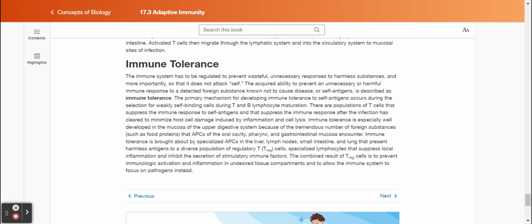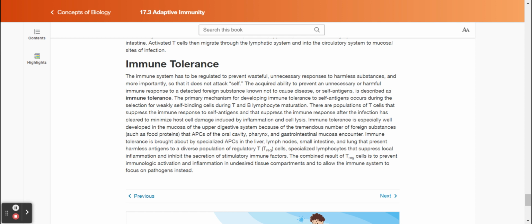The primary mechanism for developing immune tolerance to self-antigens occurs during the selection for weakly self-binding cells during T and B lymphocyte maturation. There are populations of T cells that suppress the immune response to self-antigens and that suppress the immune response after the infection has cleared to minimize host cell damage induced by inflammation and cell lysis. Immune tolerance is especially well developed in the mucosa of the upper digestive system because of the tremendous number of foreign substances, such as food proteins, that APCs of the oral cavity, pharynx, and gastrointestinal mucosa encounter.